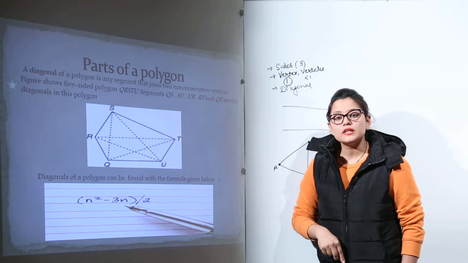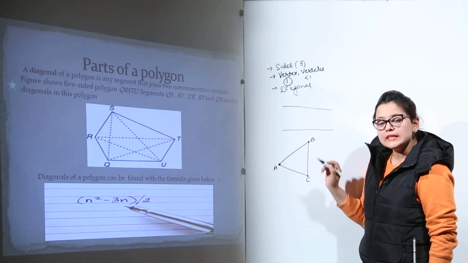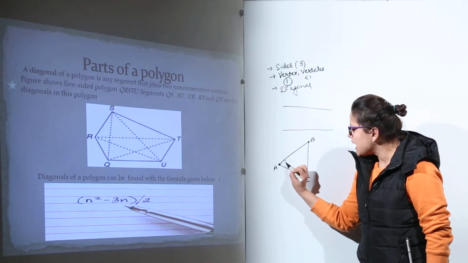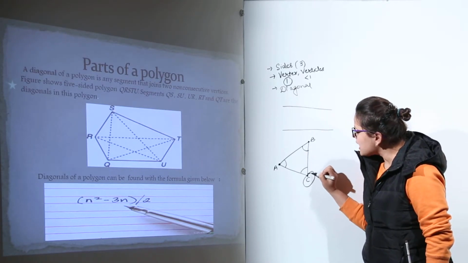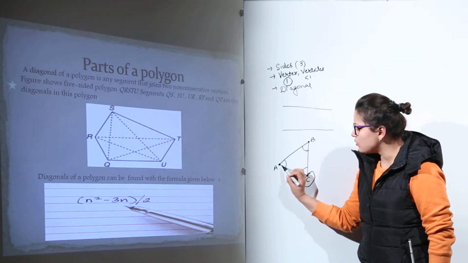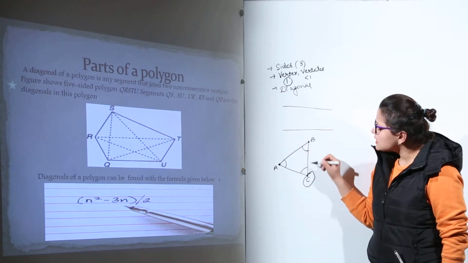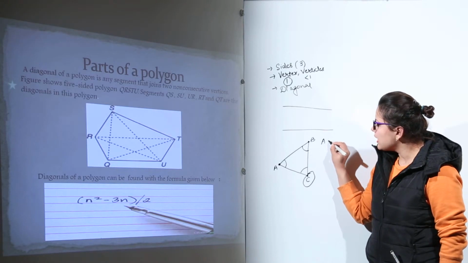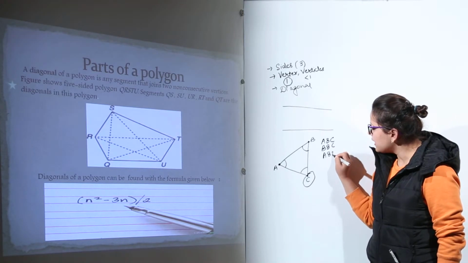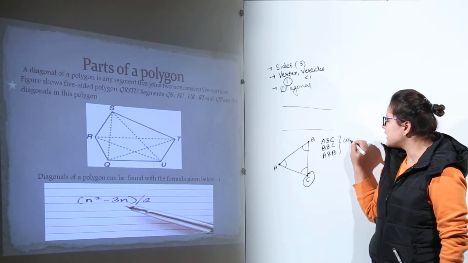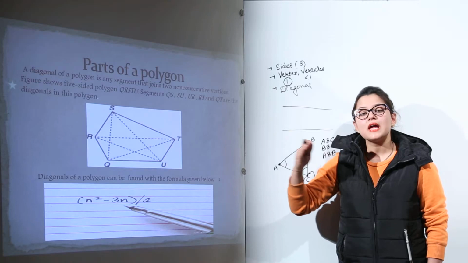Now what do you mean by non-consecutive vertices? First of all, I have drawn this polygon, right? In this polygon we can see there are two vertices adjacent to each other. Even if you consider C, it has B as adjacent and A also as adjacent. But what are the non-consecutive vertices? See, these are adjacent to each other, so A and C, B and C, also A and B, all these are consecutive. Now what do you mean by consecutive vertices? Consecutive vertices are the adjacent ones.